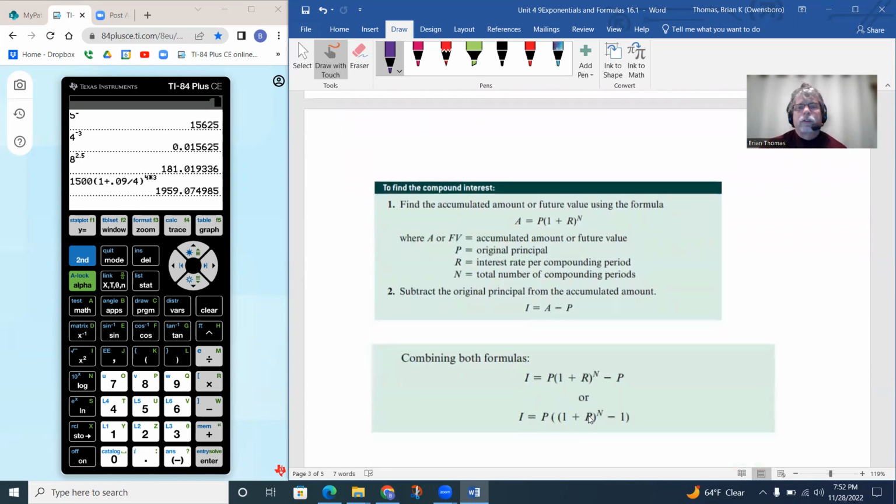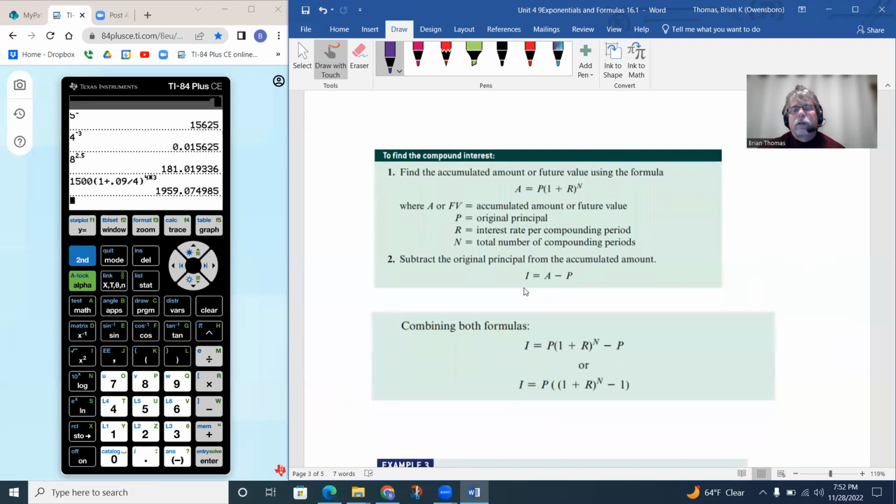So we have some other formulas here to find compound interest. A, as I said, kind of stands for future value. P is the original amount or present value. R is the interest rate per compounding period. N is the total number of compounding periods. So we also could have a formula that looks like this: A equals P times 1 plus R to the N. So they can kind of modify that a little bit.